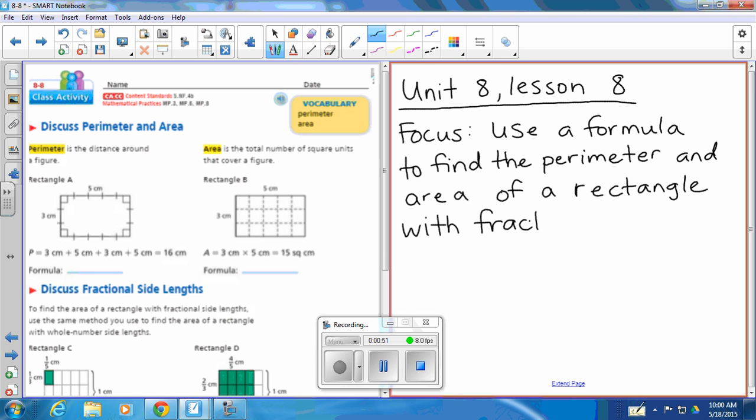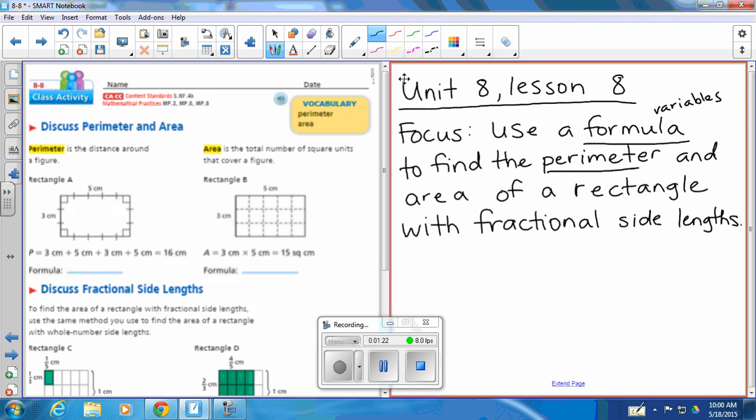So we're going to start with what we know and look at whole numbers, and then we're going to go into the fractional side lengths. Okay, so we're kind of rolling everything that we've learned throughout the year into one. So first we're going to use a formula which has variables that we'll need to fill in.